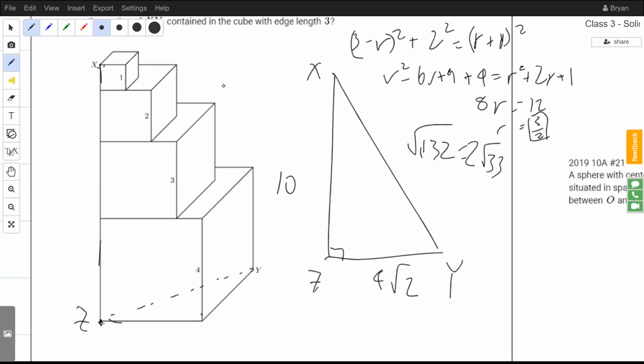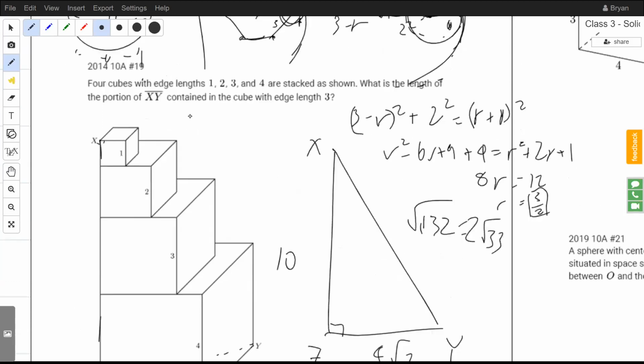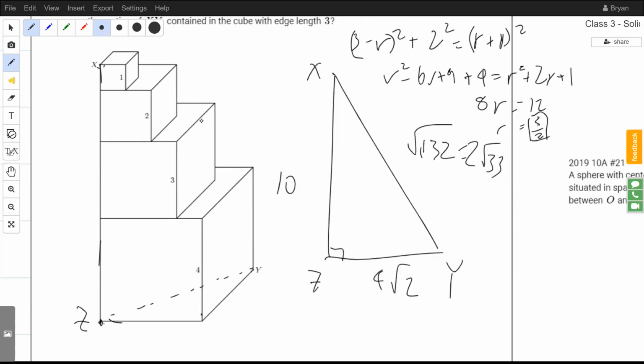We want to find the part that's contained in the cube with edge length 3. Now, what does that even mean? We have to somehow figure out what part of xy is going to be the length that we want. And what this means is that we need more lines, because there's no way to know with what we have right now.